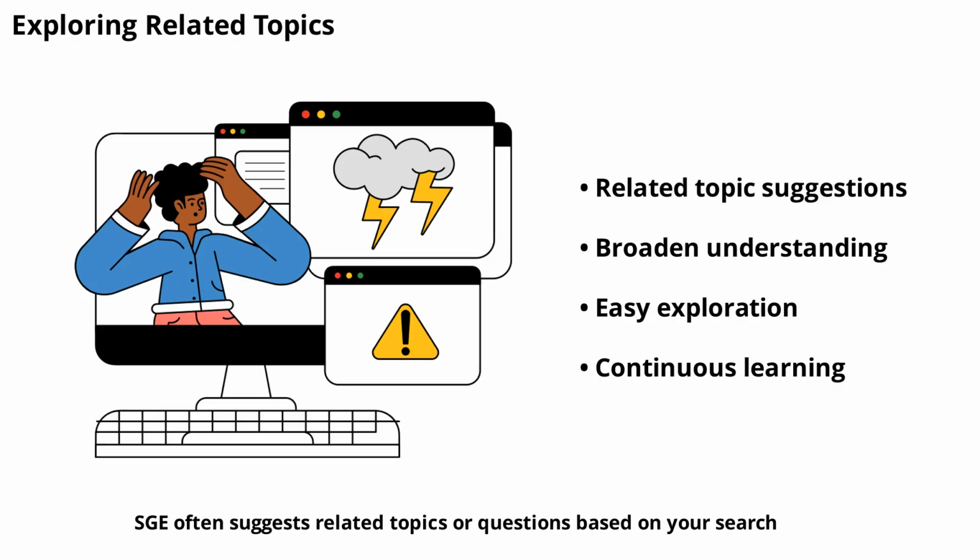SGE often suggests related topics or questions based on your search. These suggestions appear below the main answer and can help you broaden your understanding or discover new angles on your topic. Clicking on a related topic generates a new, tailored response, making it easy to continue your exploration without starting from scratch.